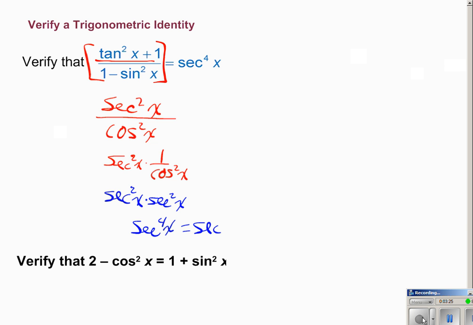And when we get to the point that we have the same thing on both sides, we have verified the identity. Now, again, note that we only worked with one side of the equal sign. The right side never changed. And that's very important when you're verifying identities, that you stick with working with just one side.